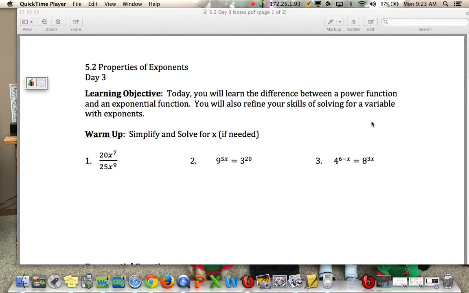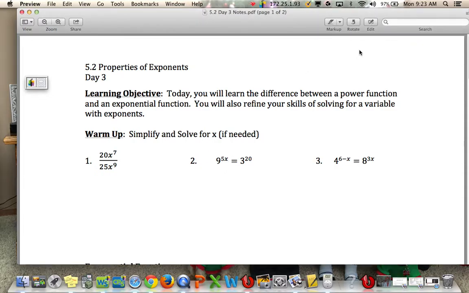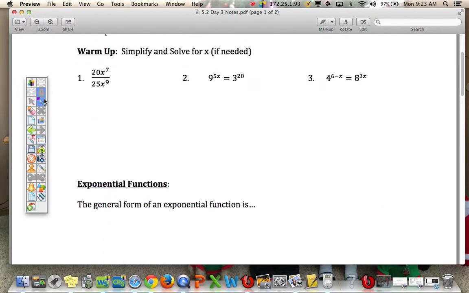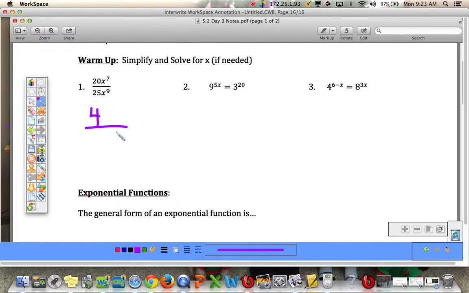For number 1, we have a few different bases here, 20 and 25. We're going to simplify that. 20 over 25, reduce the fraction. We can divide 20 and 25 by 5, and we'll get 4 over 5.